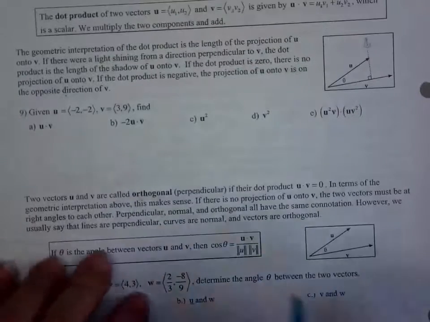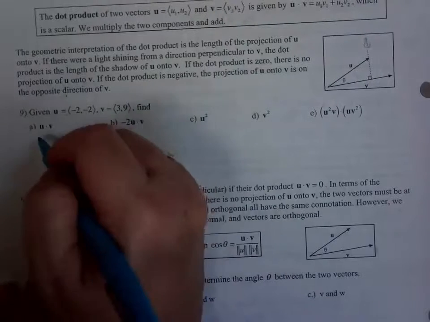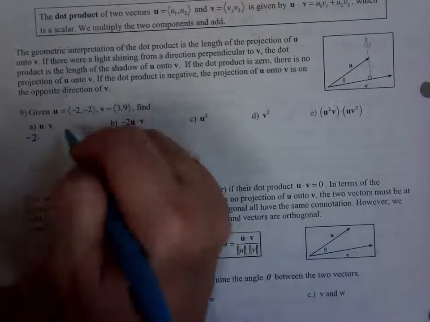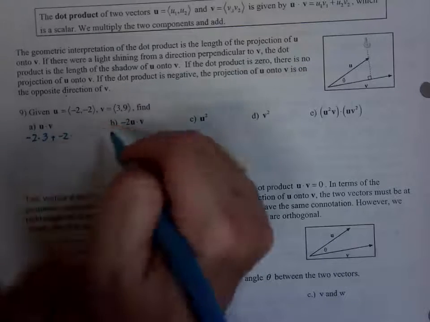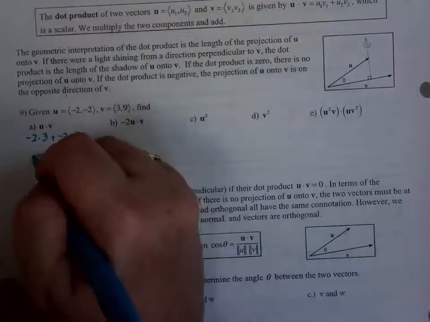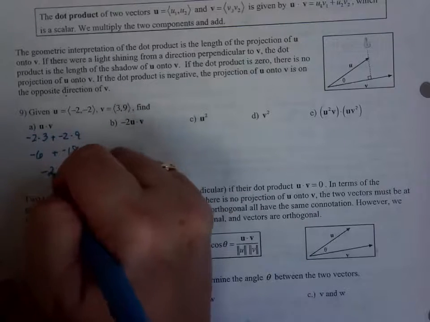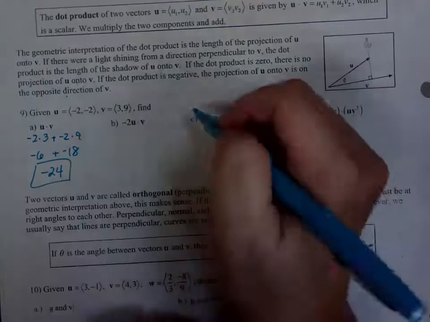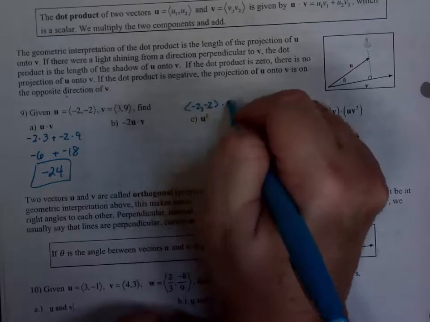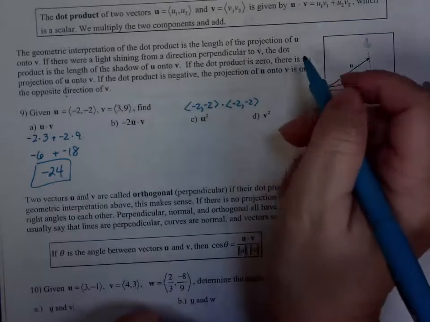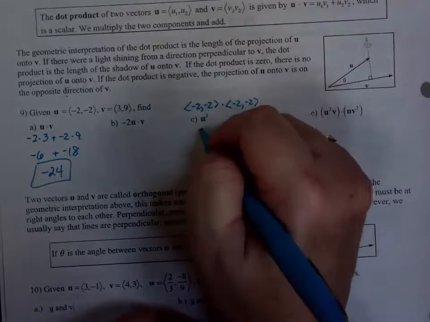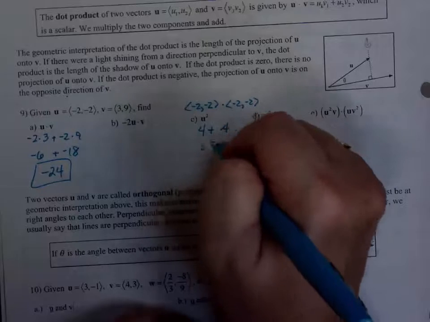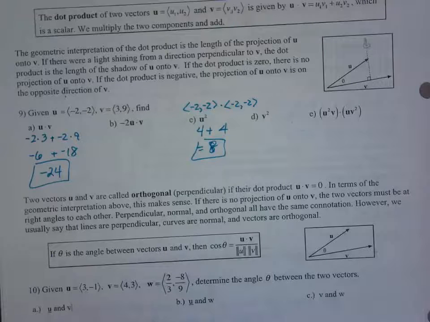If you were going to do u dot v, that would be negative 2 times 3 plus negative 2 times 9. Add them together. So it's negative 6 plus negative 18 is negative 24. That's it. Now what do you think u squared would be? Let's jump to letter C. That would be u dot itself. Negative 2 dot negative 2, negative 2. So what would that be? Yep, it's 8. 4 plus 4 is 8. Questions on that one? So that's dot product, okay?